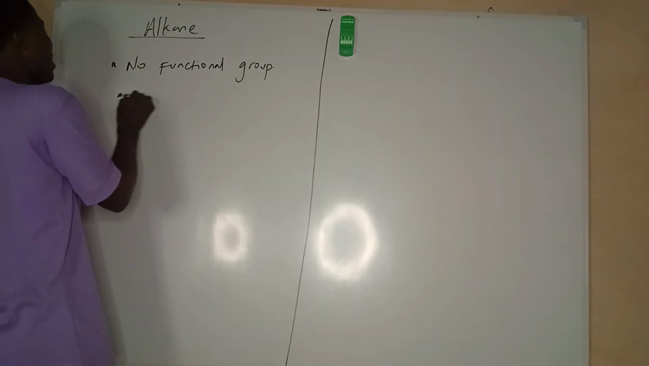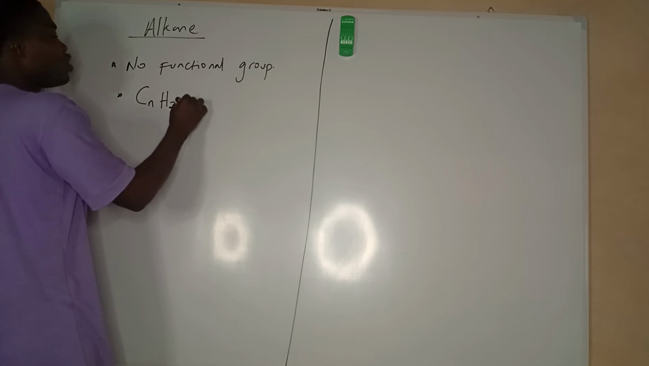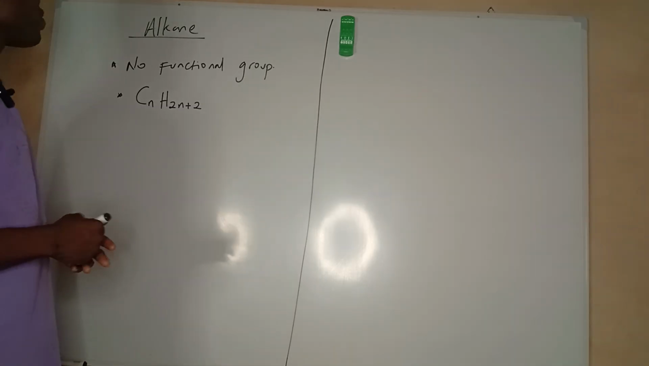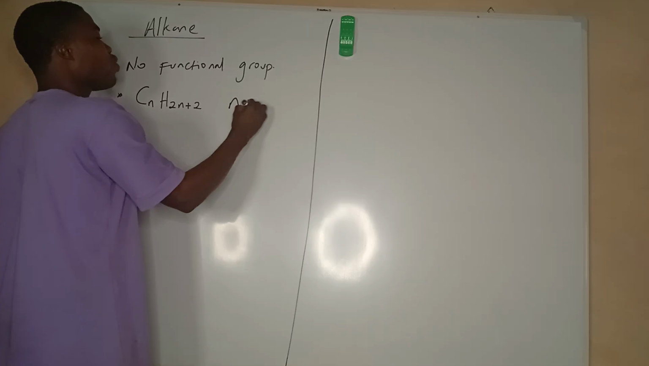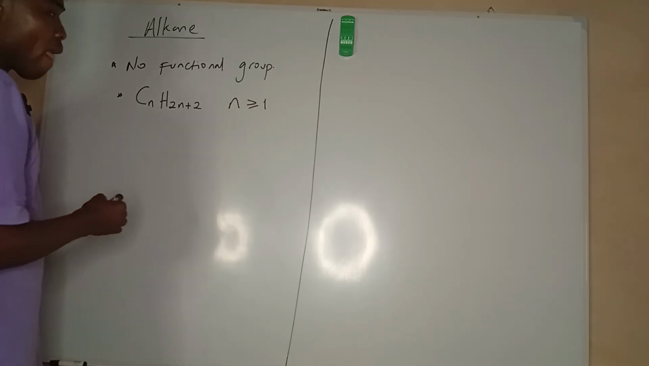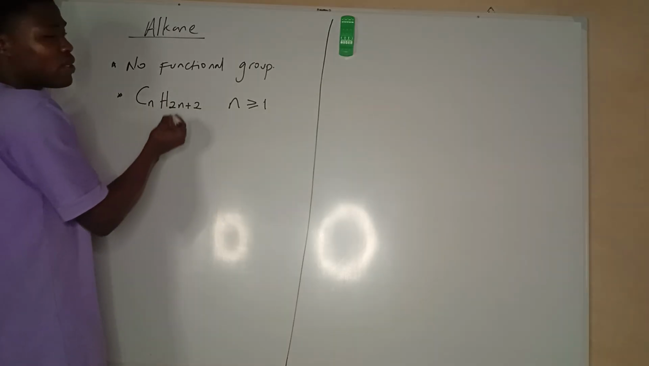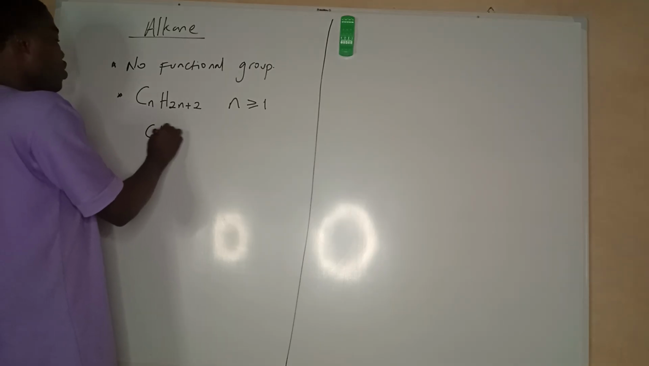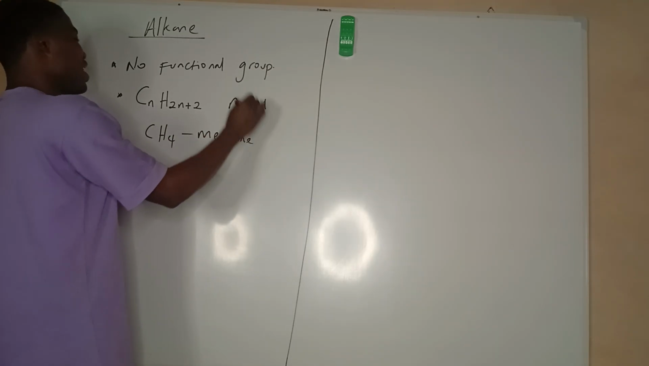And alkanes are hydrocarbons. They contain carbon and hydrogen only with the CnH2n+2 general molecular formula. For alkanes, n should be at least 1, that is, n should be greater than or equal to 1. The first member of the alkanes is CH4. So that is methane, which is the first member.